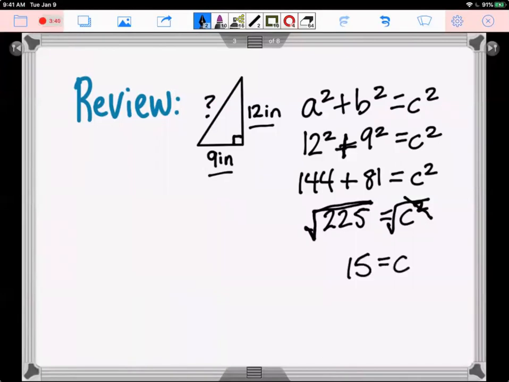So 15 equals C. Some of you on the quiz, you were still writing C squared here. That's not true, it's just C. So the missing side is 15 inches. Just as simple as that, okay? So we have the formula. We put in the numbers. And then we multiplied, and then we added the numbers. And then we did the square root of the numbers, and that gave us our final answer. All right, so that's the kind we did before.